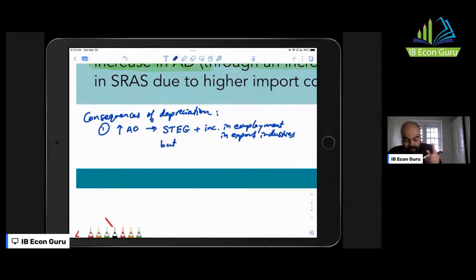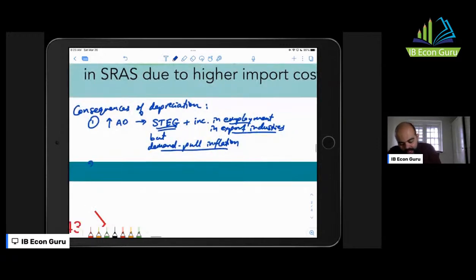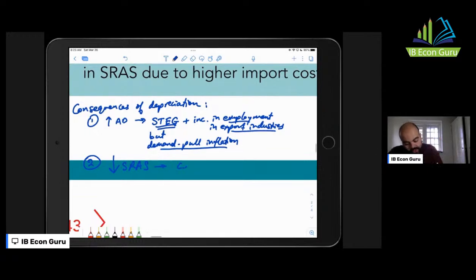But demand pull inflation. So a depreciation may cause short-term economic growth and create jobs in export industries, but it may cause demand pull inflation. Another consequence is a decrease in short-run aggregate supply. Short-run aggregate supply shifts to the left, okay, which causes cost push inflation because raw materials imported from overseas are now more expensive. Okay, so you can see there are some positive consequences and some not so positive consequences.